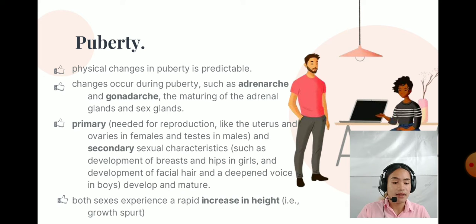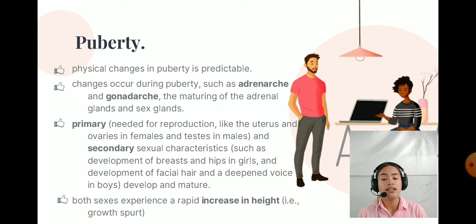Girls experience menarche, the beginning of menstrual periods, usually around 12 to 13 years old, and boys experience spermarche, the first ejaculation, around 13 to 14 years old. During puberty, both sexes experience a rapid increase in height, which is the growth spurt. For girls, this begins between 8 and 13 years old, with adult height reached between 10 and 16 years old. Boys begin their growth spurt slightly later, usually between 10 and 16 years old, and reach their adult height between 13 and 17 years old.